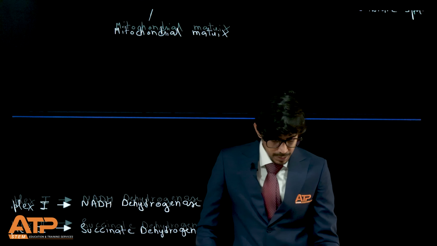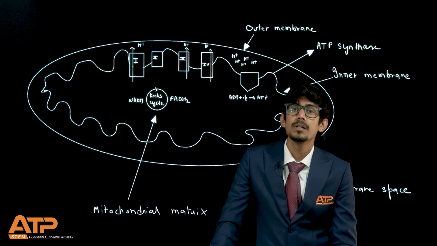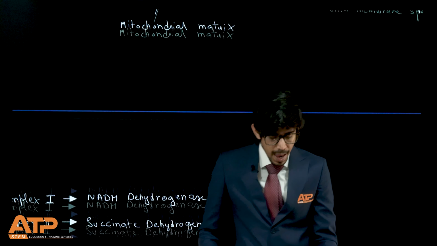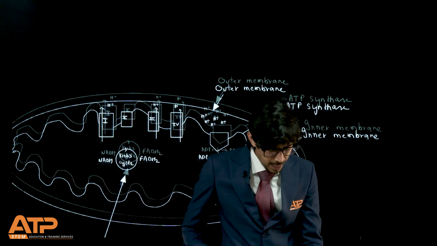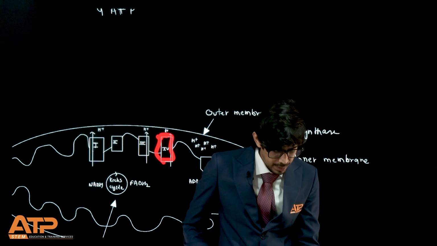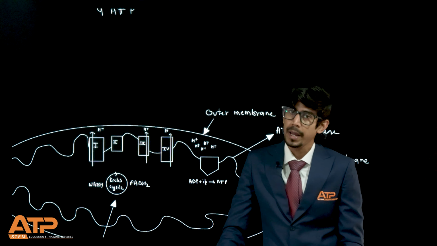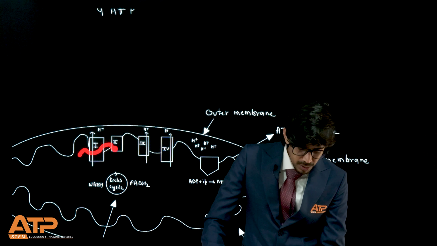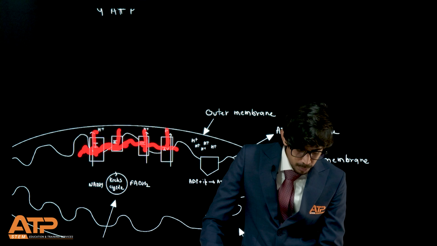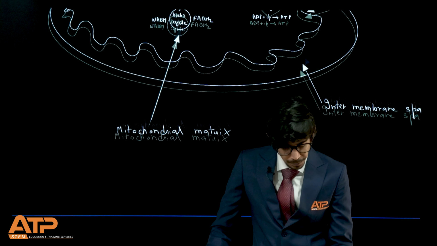Cytochrome C reductase. This complex 3 that you see here is cytochrome C reductase. And the complex 4 here is cytochrome C oxidase. That is, the 4th complex that you see here is cytochrome C oxidase. Now we need to understand how exactly these hydrogen ions are pumped out when the electrons move through these 4 complexes. So let's start with that.